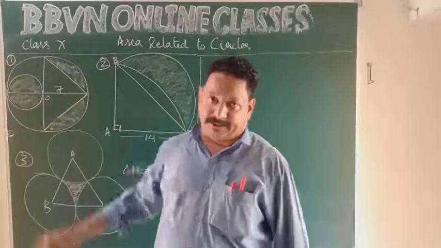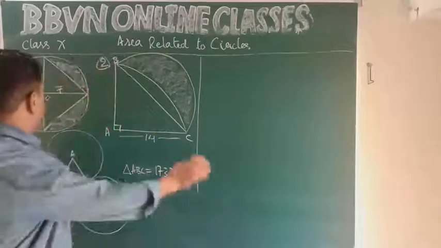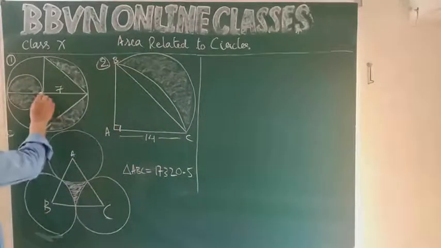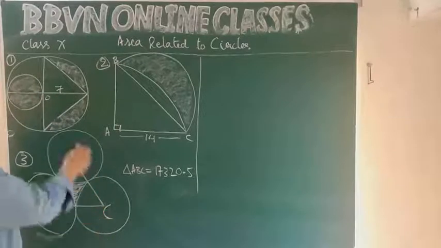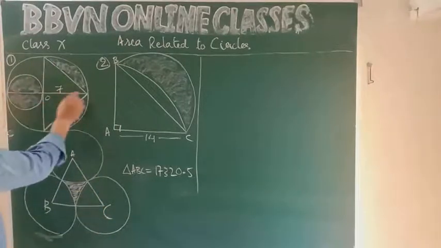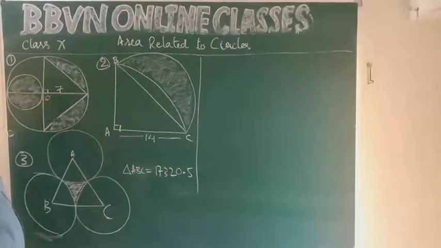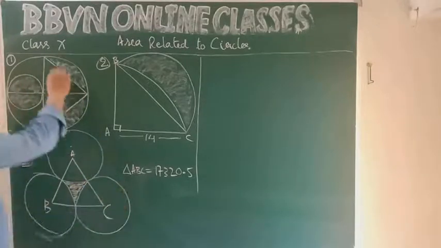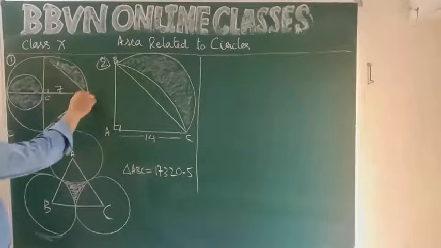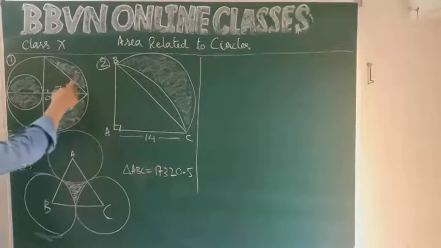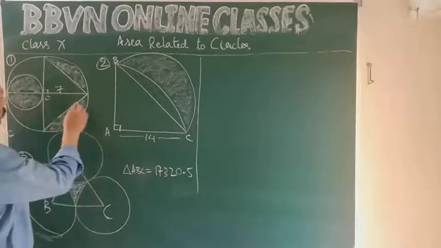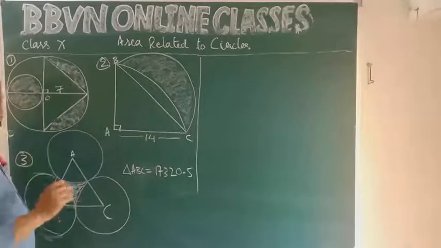So, see figure 1. We have a circle of radius 7 centimeters. There are two diameters which are mutually perpendicular to each other. Now, this is a segment, this is another segment. Both the segments are congruent. Why? Because they are the segments of congruent sectors.